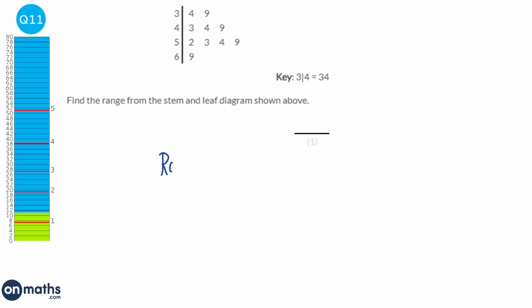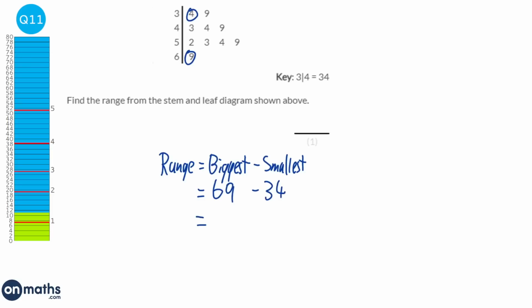The range is the biggest number, take away the smallest number. The biggest number in this stem-leaf diagram is found at the bottom right. So this 9 here represents 69. So it would be 69, take away, and the smallest number is always at the top left. So this 4 here represents 34. So it would be 69, take away 34, which is 35.